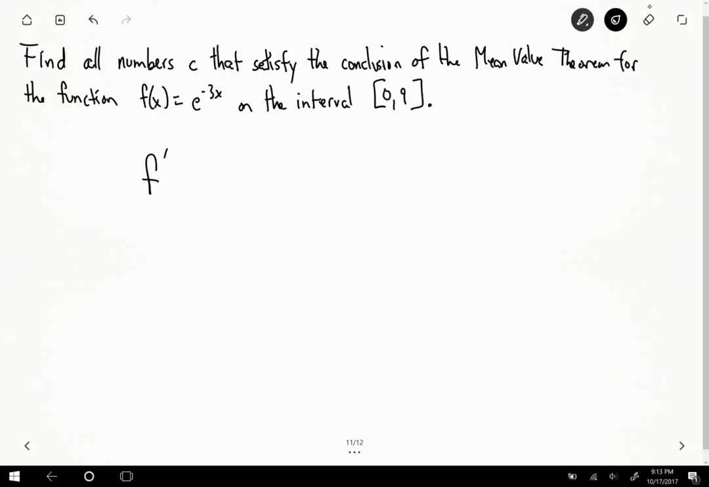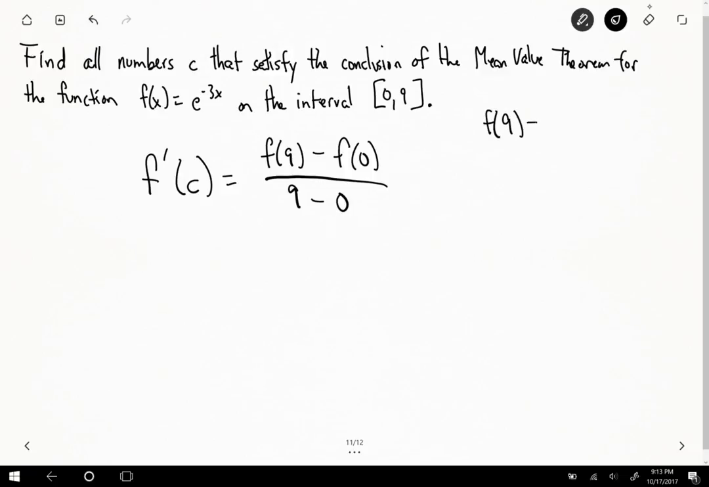We're looking for f prime of c equal to, and we have that interval 0, 9, so it goes (f of 9 minus f of 0) all over 9 minus 0. Okay, so we'll do a little side work over here, and then we'll start worrying about solving the problem. So if we go f of 9, what do we get? Well, we get e to the -3 times 9, which is equal to e to the -27th power. F of 0, notice that becomes e to the -3 times 0, which is e to the 0, that's always going to equal 1.